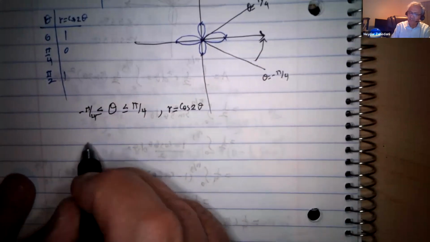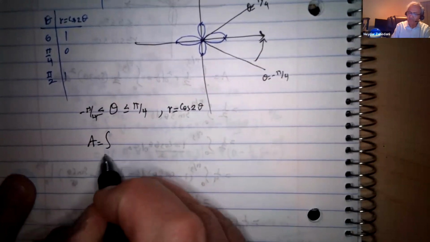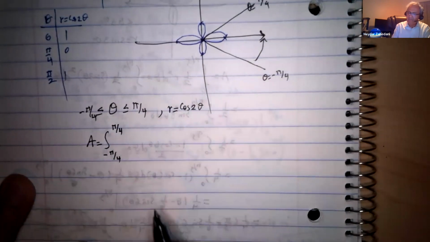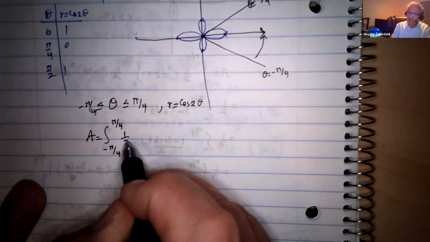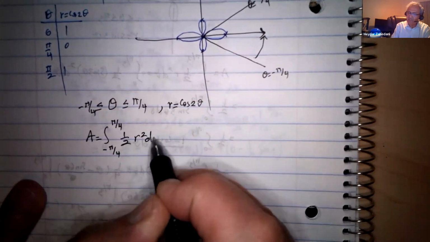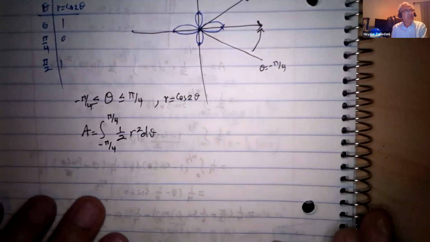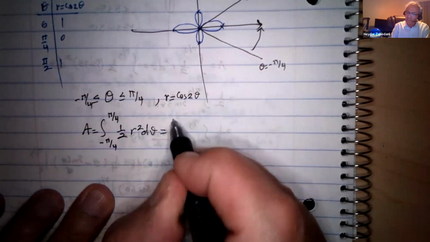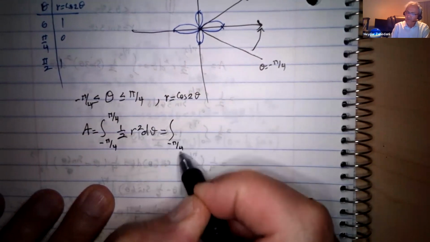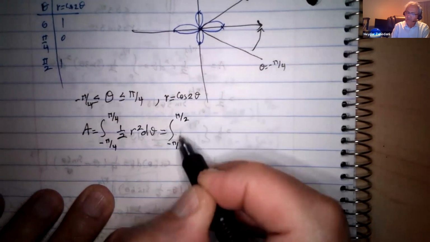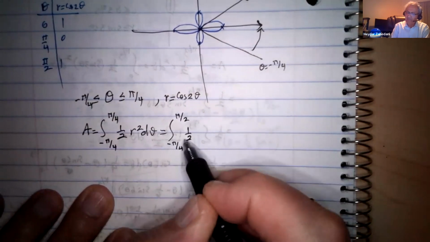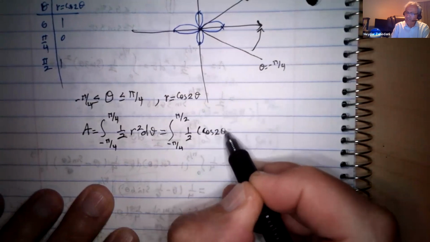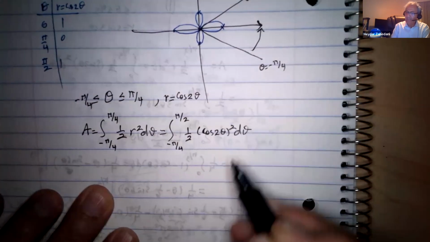So now you integrate. The area is the integral from negative pi/4 to pi/4 of 1/2 r squared d theta. You substitute, it's going to be negative pi/4 to pi/4, and that's going to be 1/2, the function is cosine of 2 theta, all squared, d theta.